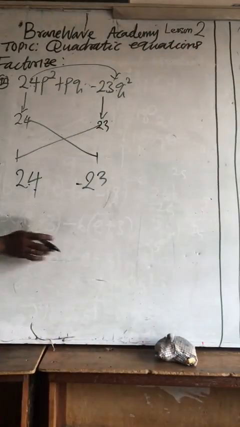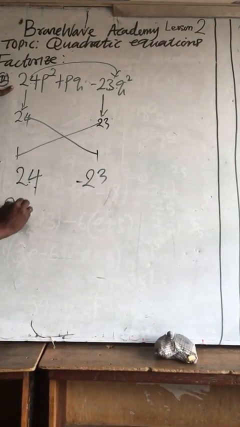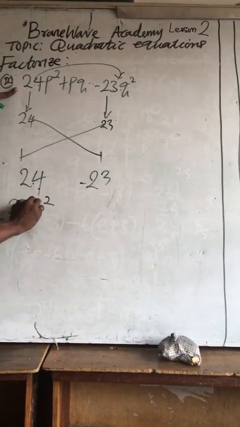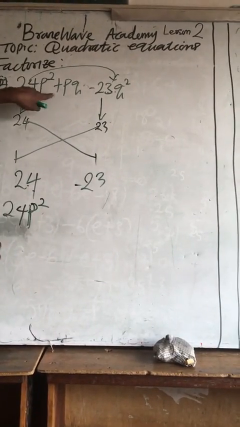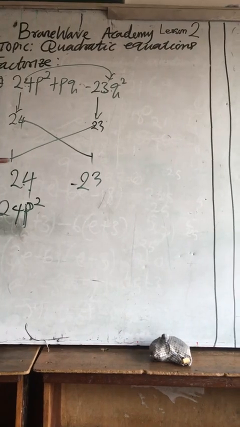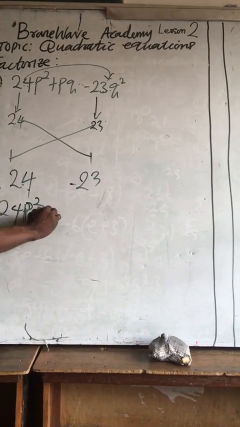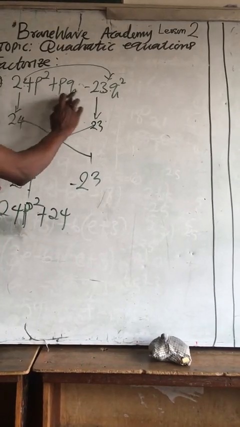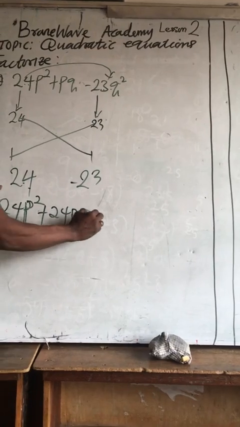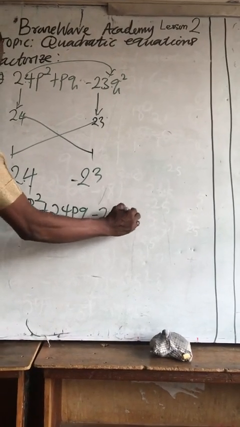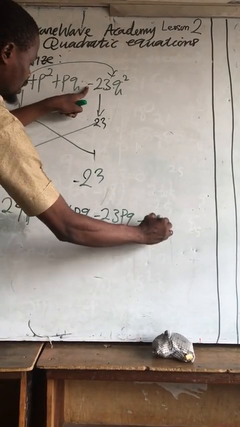Then, you come back here, we have 24p squared. This is plus p cube. I cannot actually use minus 23 first. I will use plus 24. Plus 24, then, what is the value? What is the quotient here? P cube. Minus 23, then p cube. Then, minus 23. I'm done.